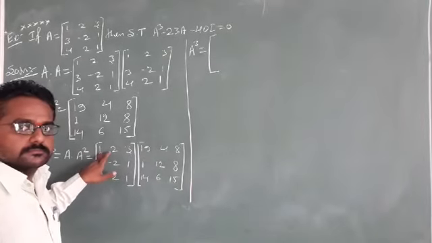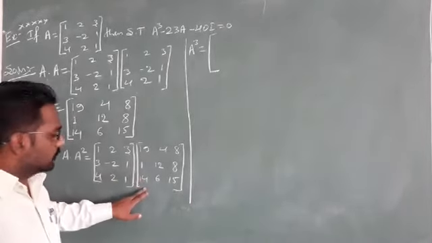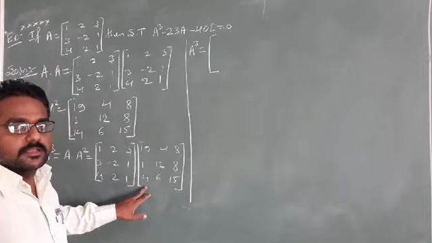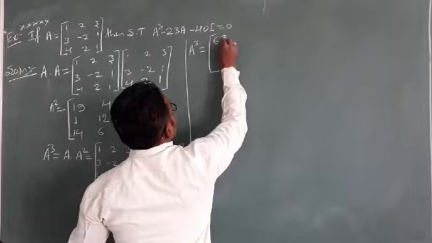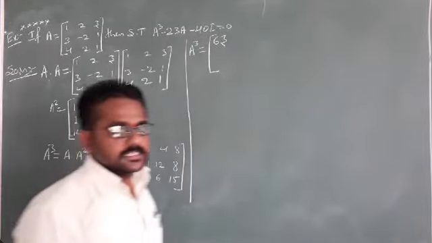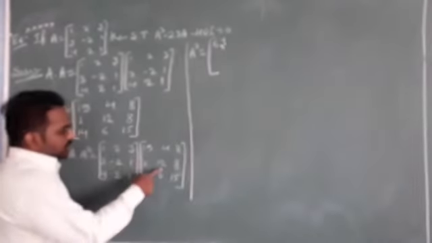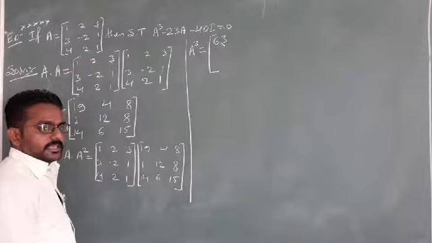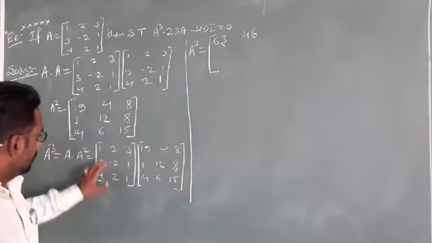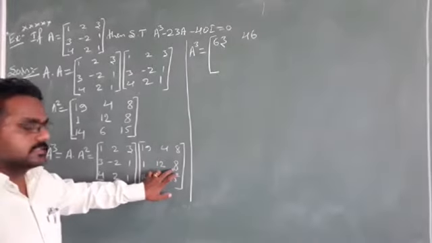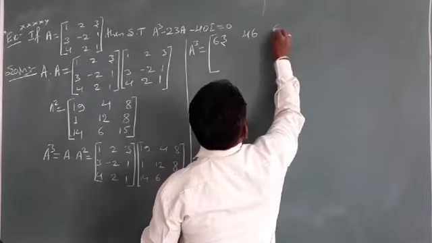19 into 1, 19, 2 into 1, 2, 19 plus 2, 21, 14 into 3, 42. So total value is 63. Similarly, next, 1 into 4, 4, 2 into 12, 24, 6 into 3, 18. The total value is 46. 1 into 8, 8, 2 into 8, 16, 3 into 15, 45. The total value is 69.